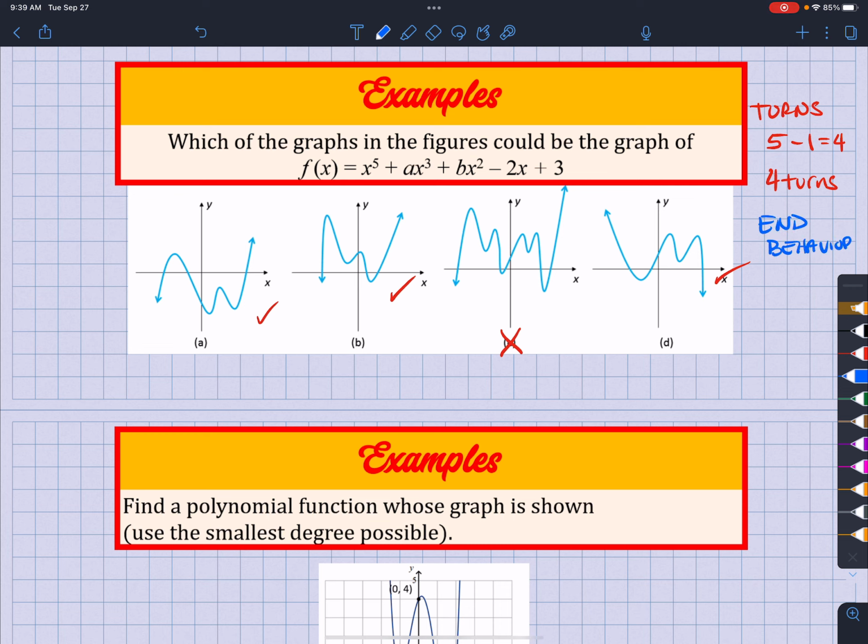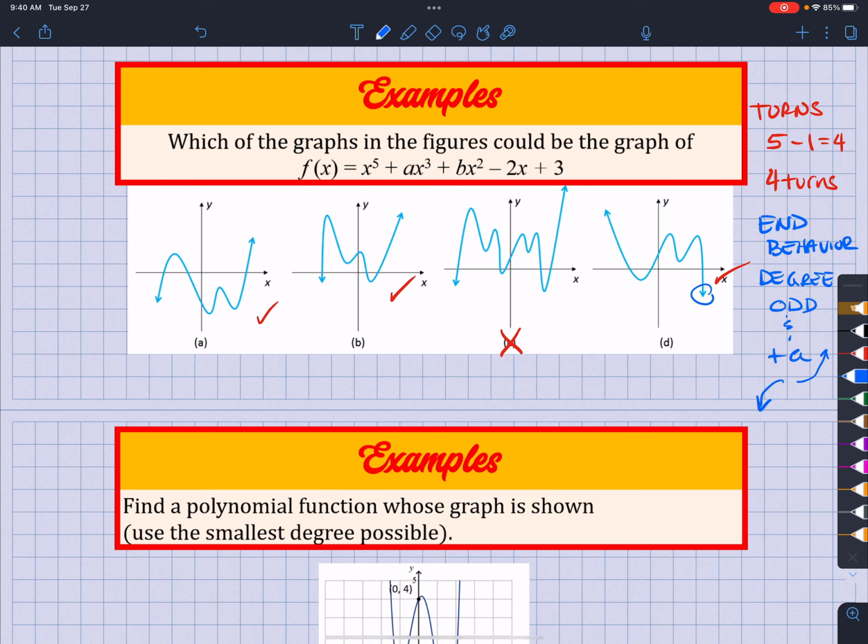End behavior. So the degree is odd, and a is positive, so I should see this and this. As x goes to positive infinity, y goes to positive infinity. As x goes to negative infinity, y goes to negative infinity. So let's see which one has end behavior like this.